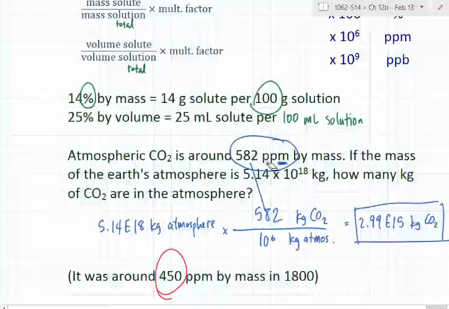So the key thing you need to get here, ppm just means 582 out of 1,000,000. 582 of what we're talking about out of 1,000,000 of the total mixture that it's contained within, right? If we were doing parts per billion, we'd just do 10 to the 9 there. If we were doing percent, we could have 100 in there, although 582% doesn't make sense, but if it was 0.582% or something like that, it would just be that out of 100. Okay. Does that make sense?